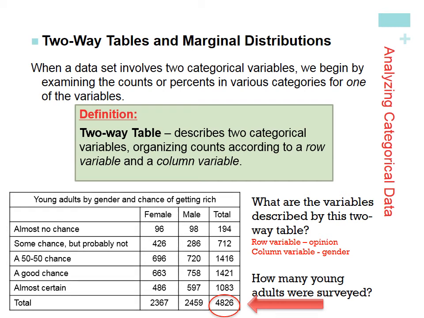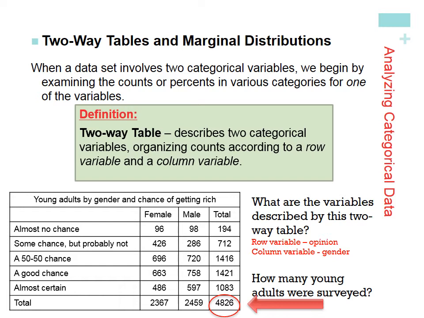Okay, so let's just take a look at this quick graph. What this graph takes a look at is we did a survey of 4,826 randomly selected young adults aged 19 to 25, and we asked them the question, what do you think the chances are that you will have much more than a middle class income by age 30. So this table represents the answers to those questions. So this is a two-way table because it describes two categorical variables: gender and opinion about becoming rich.